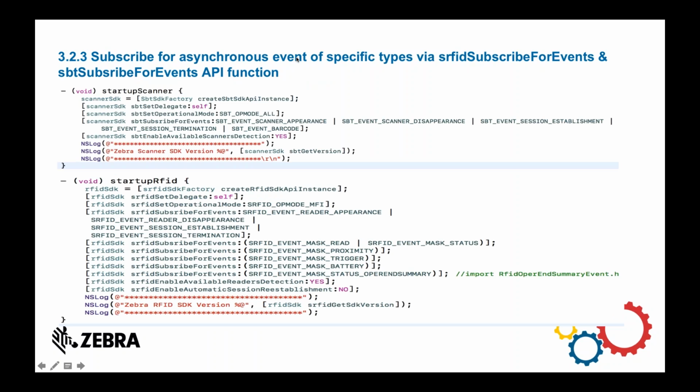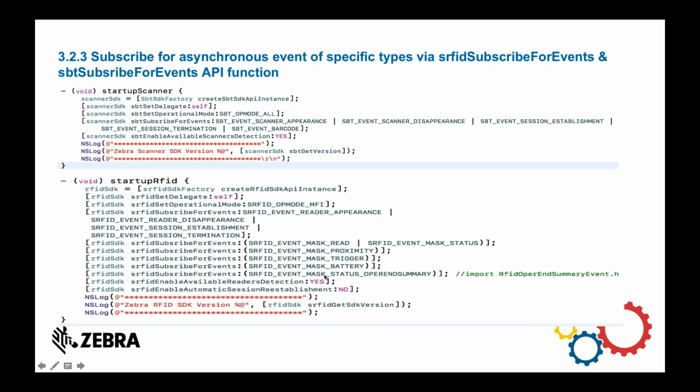you need to subscribe to events for the SDK. So your app will receive the events which you are interested in. Okay. So in your start RFID code, we are very interested in the reader appeared and the reader disappeared events. We are also interested in session established and session terminated. And we are also interested in the tag read event. We are also interested in the barcode trigger event, the yellow trigger button event.